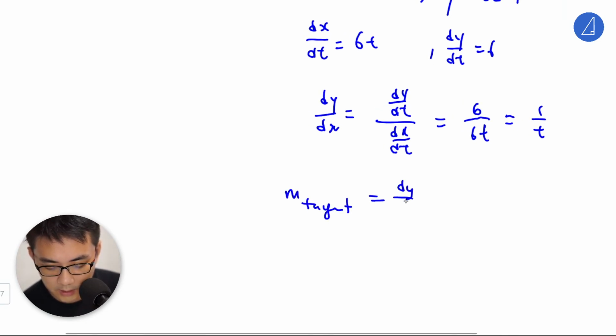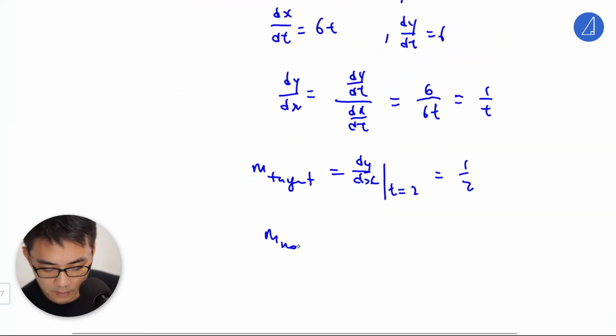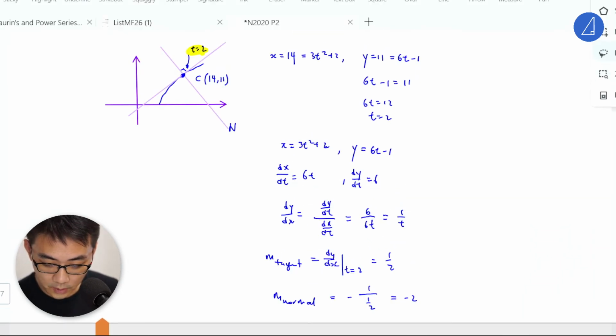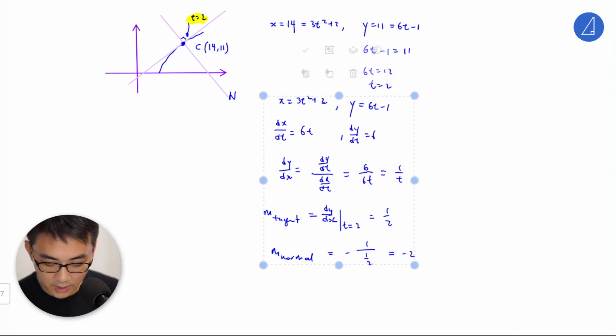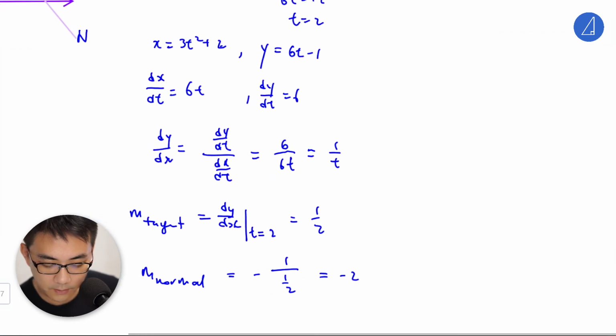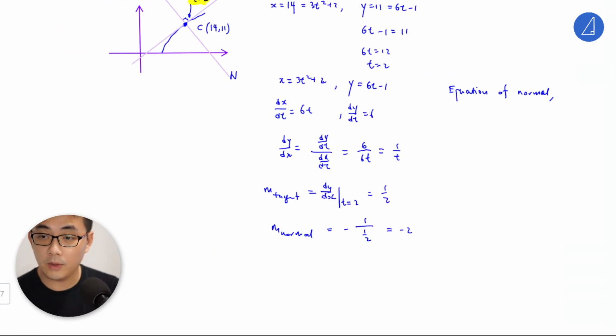m tangent is dy/dx when t equals 2, so it is 1 over 2. So m normal will just be negative 1 over a half, which is negative 2. This is m normal here. At this juncture, once you get the m normal, it should be quite straightforward already. We want the equation of the normal.